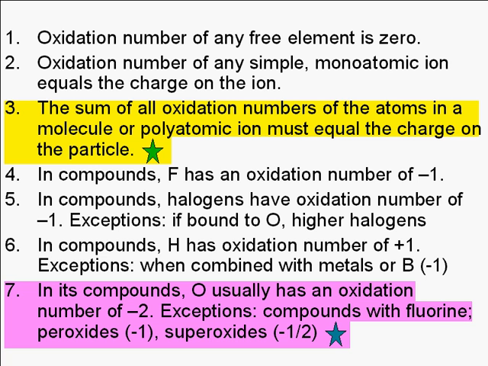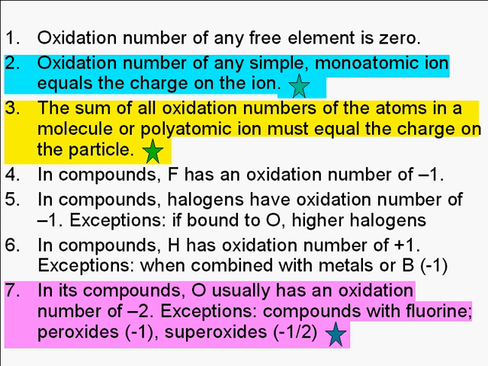We need to recognize that our compound is ionic. The strontium is a monatomic ion, so rule 2 applies. Strontium has a 2+ charge, so its oxidation number is 2. Now we can apply rule 3. Strontium sulfate is neutral, so the sum of all the oxidation numbers in the compound must add up to 0.